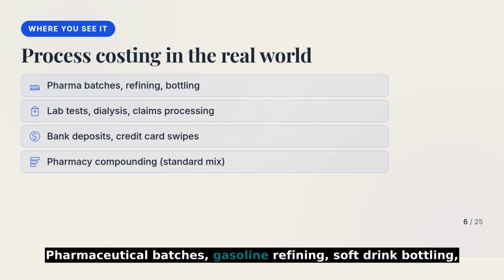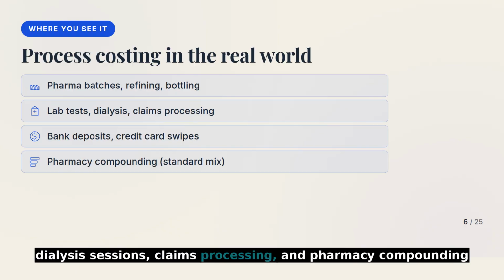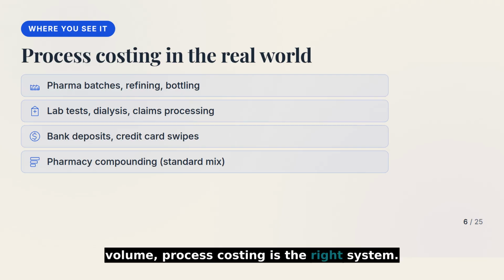Pharmaceutical batches, gasoline refining, soft drink bottling, and check processing at a bank. In healthcare, lab tests, dialysis sessions, claims processing, and pharmacy compounding of standard formulations. Anywhere units are identical and produced in volume, process costing is the right system.